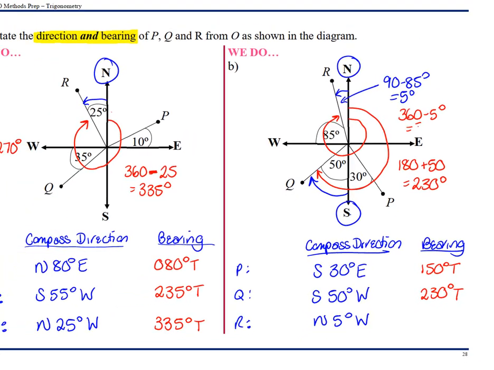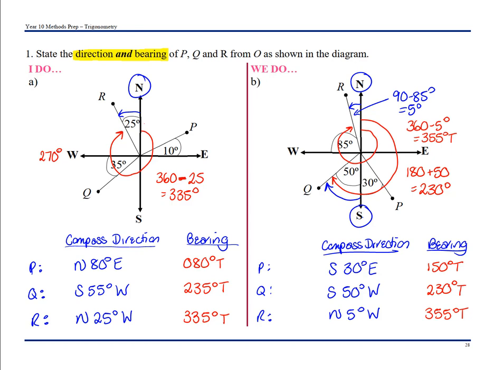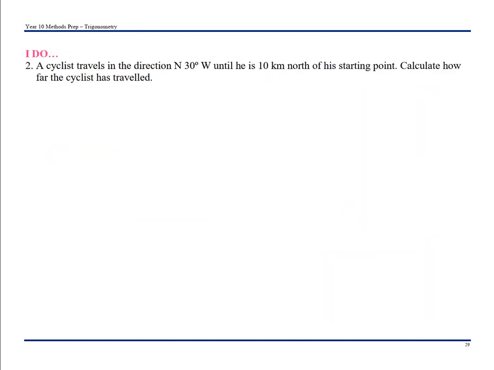True. Okay. So let's move on to some application questions of bearings. First one, a cyclist travels in the direction north 30 degrees west until he is 10 kilometers north of his starting point. Okay, so let's draw our compass rose. Now I know I'm going north 30 degrees west. So I know I'm going off to the left. So I'm drawing my compass rose so I can do that. Now, north 30 degrees west.